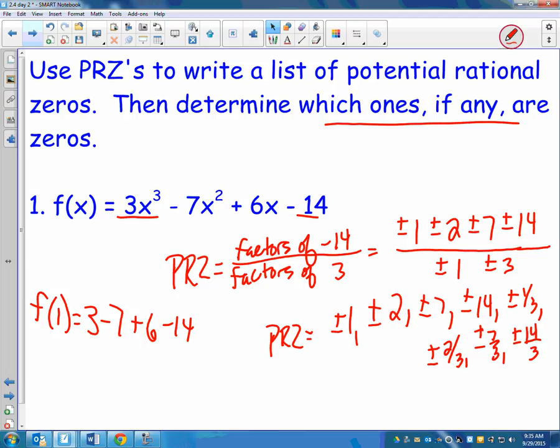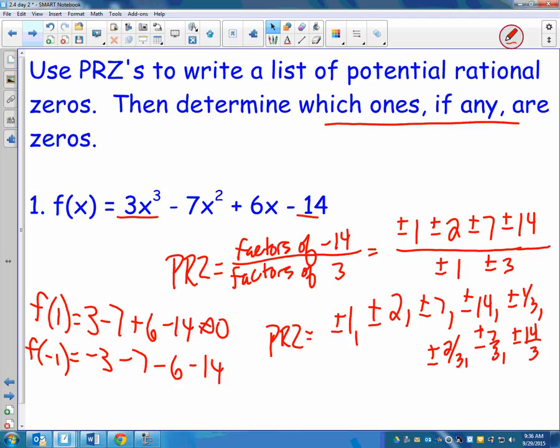Right? So I'm going to use a calculator too, but for the first ones, just to kind of show you, I don't care what it equals, I just care if it equals 0. So if it doesn't equal 0, I just move on. So I just look to see if my negatives and positives cancel out. Definitely not. So that does not work. Does not equal 0. If I plug -1 in, I would get -3 -7 -6 -14.